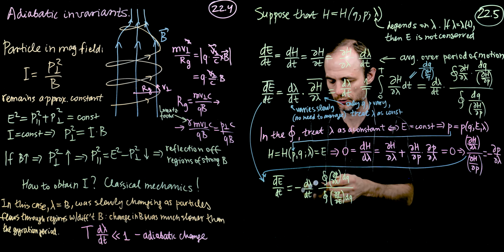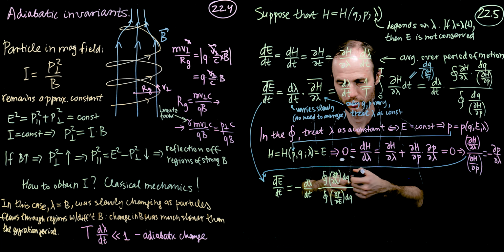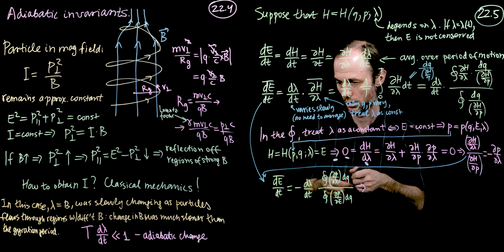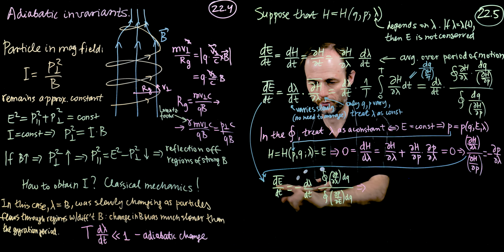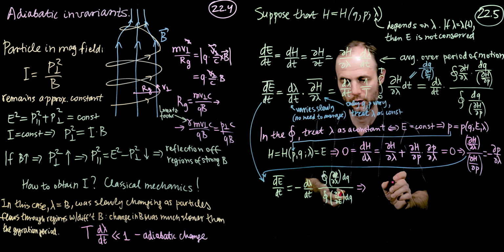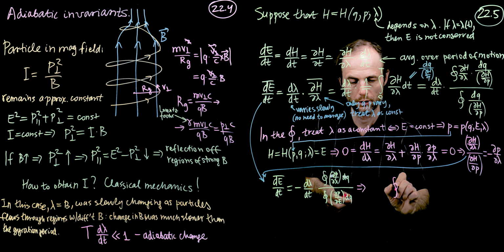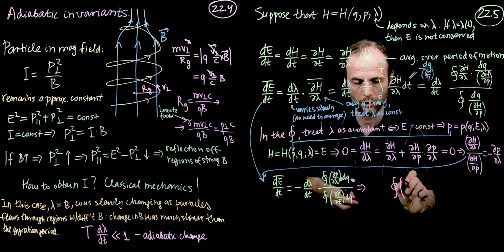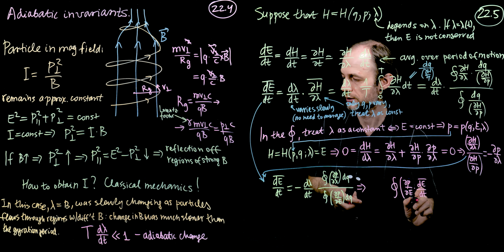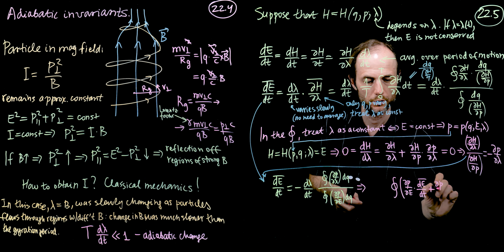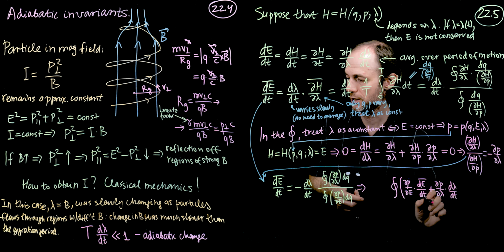Let us now collect the terms and move over from here, so we're going to multiply both sides by the denominator, and we're going to get that the integral over the period of dp/dE times the orbital average of dE/dt plus dp/dλ times dλ/dt is going to be equal to 0.